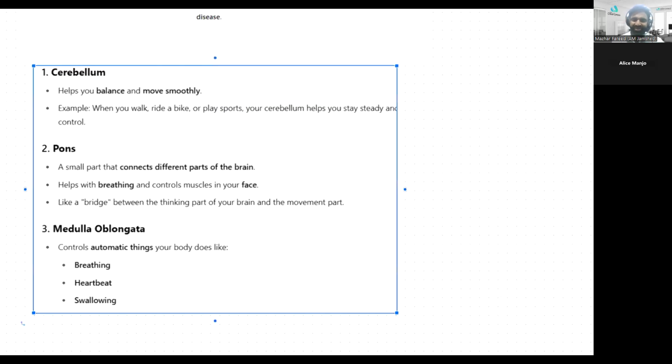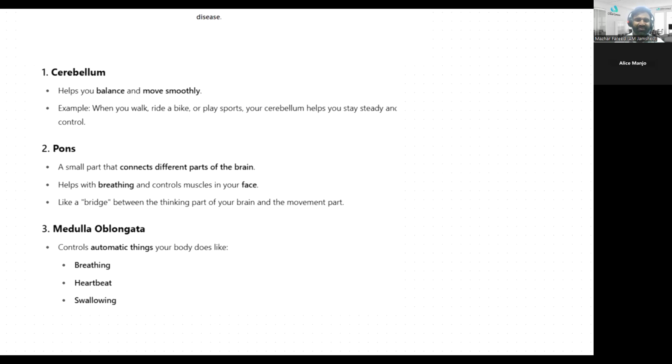So these are the portions of the hindbrain. The hindbrain consists of the cerebellum. There is a difference between the cerebrum and the cerebellum. The cerebrum is present in the forebrain and the cerebellum is present in the hindbrain. The cerebellum helps you balance and move smoothly.